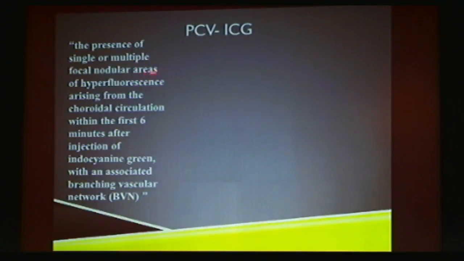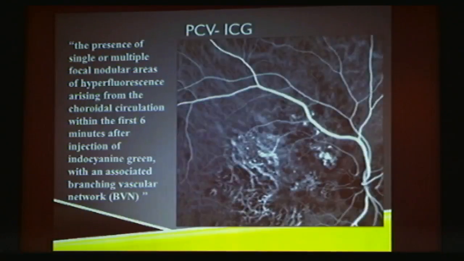On ICG, PCV is defined by the presence of single or multiple focal nodular areas of hyperfluorescence arising from the choroidal circulation within the first 6 minutes after the injection of ICG dye, with an associated branching vascular network. This is the definition given by the International Study Group for PCV, and here you can see the branching vascular network and the polyps that are delineated on ICG angiography.